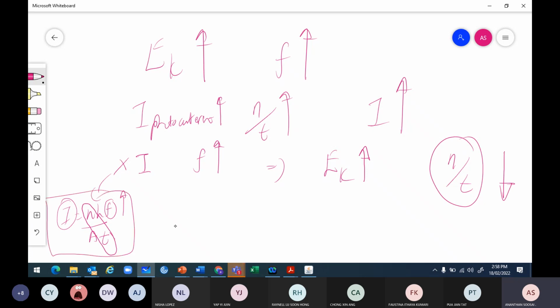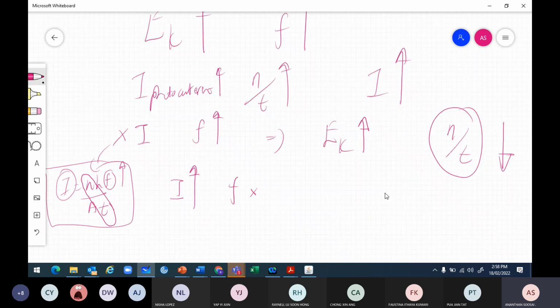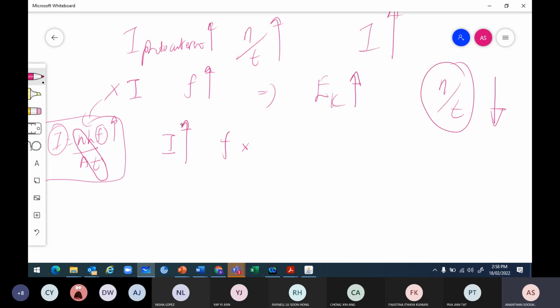Okay, let me ask you further. Frequency unchanged, intensity raised. I don't want to do that, I'll just go to the difficult one. I don't want to use this, I use this.